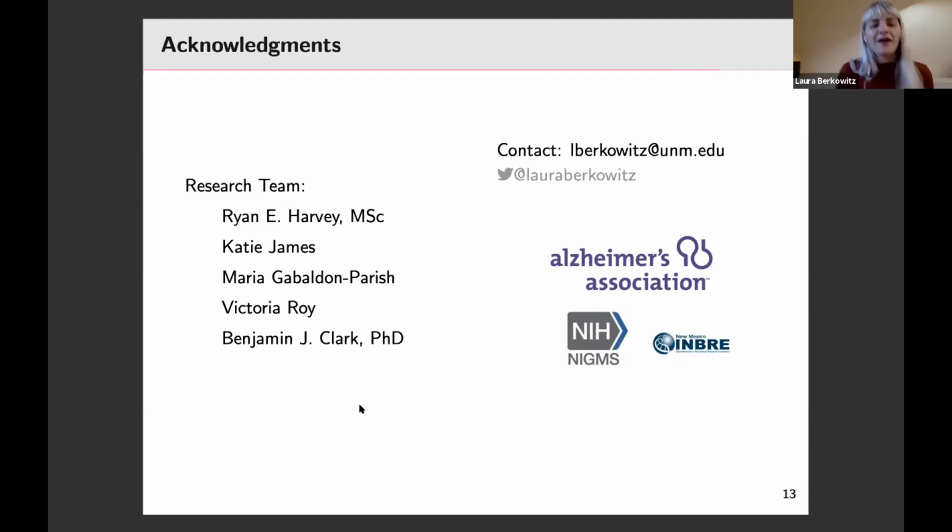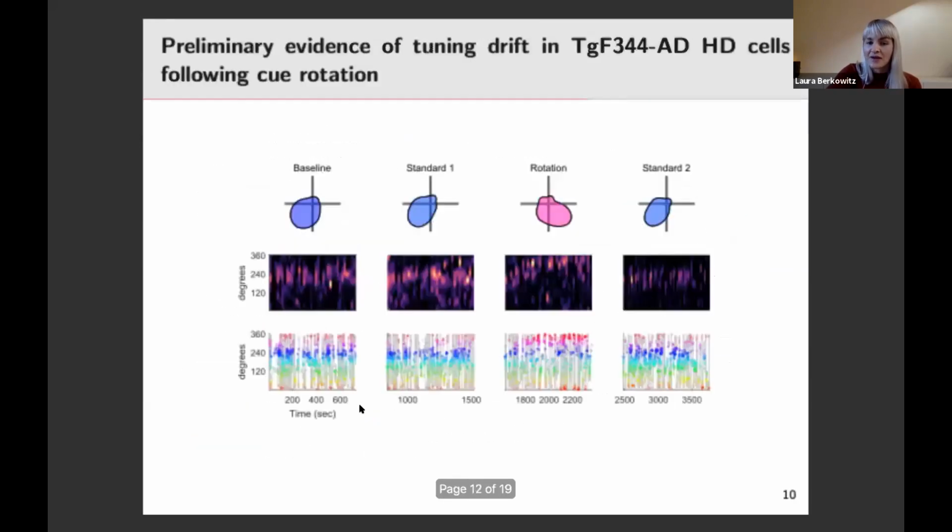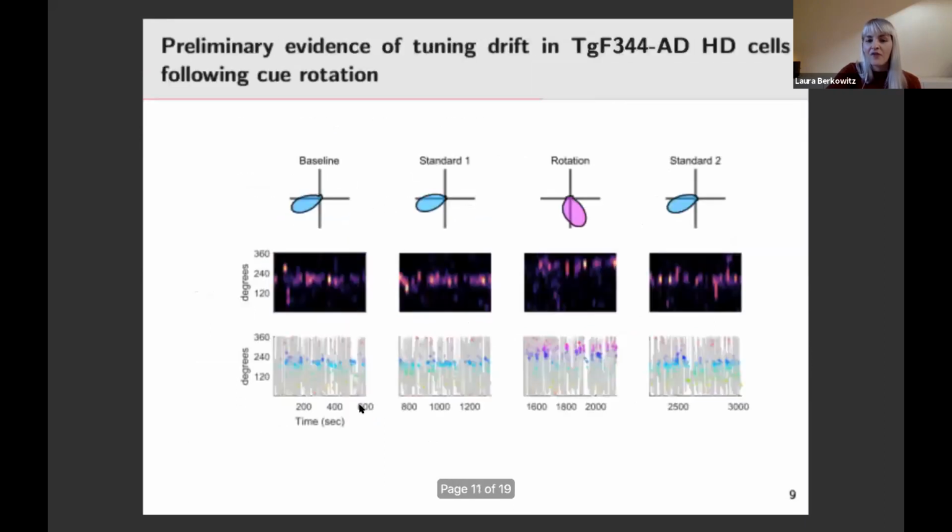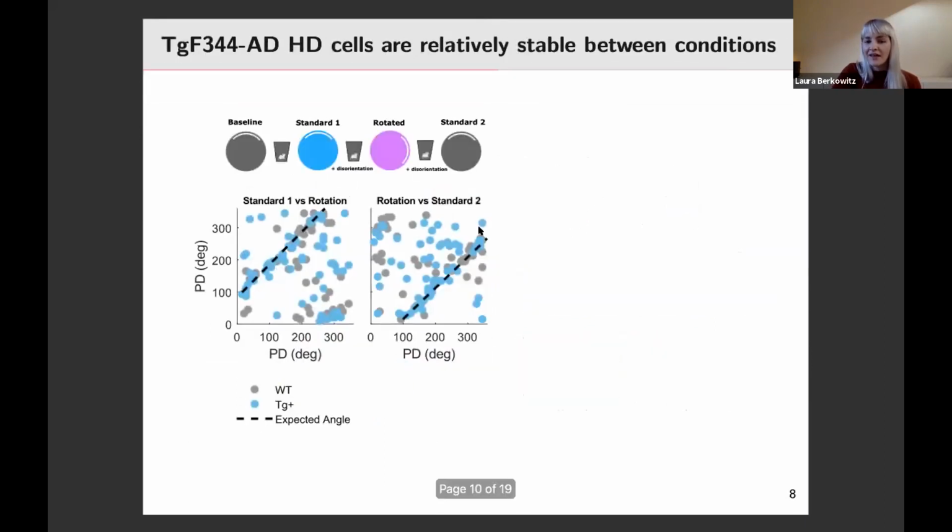Yeah, so these Alzheimer's rats are fairly old, right? They're 15 months. And so the sessions can tend to be quite long. Each condition is about 20 minutes. So for a 4 condition environment, it can be up to an hour if the rat is doing really well, but usually it can be an hour and a half and maybe 2 hours.